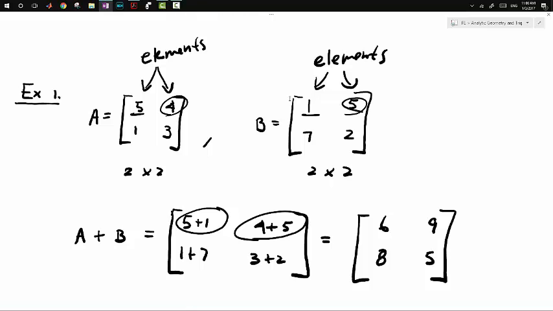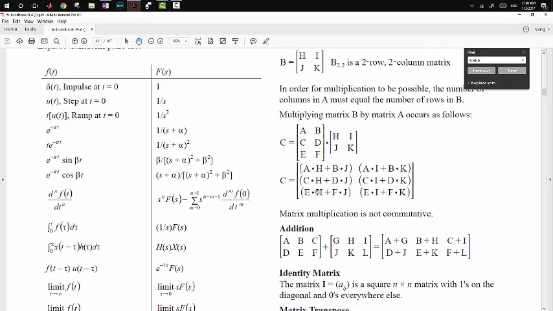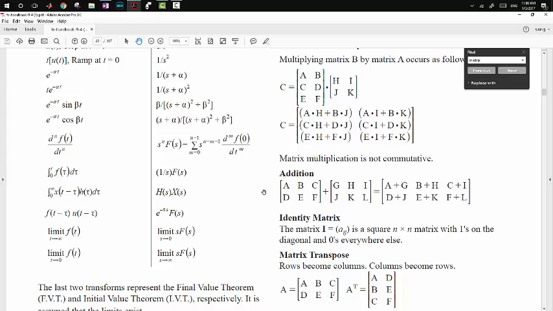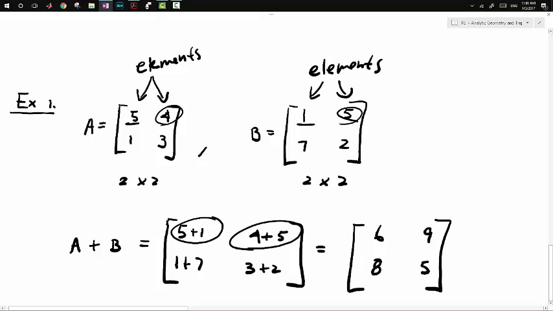So you can see this in the FE review handbook. I just searched matrix and it popped me up into this section here. And as you can see, the addition is outlined in this section right here. And as you can see, it's element by element. You add up the elements corresponding to their respective position.